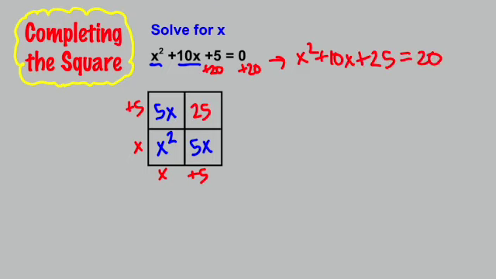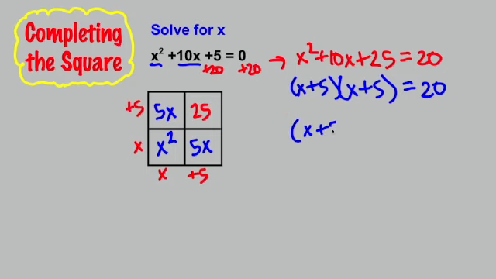So here's why we want to do this. We can write the area of this as x squared plus 10x plus 25, because that's what's inside the boxes here. Or we can write it as length times width. So I can write it as x plus 5 times x plus 5. And then, of course, it still equals 20. And then, as we know, anything times itself is that term or number squared. So I can write this as x plus 5 quantity squared equals 20.